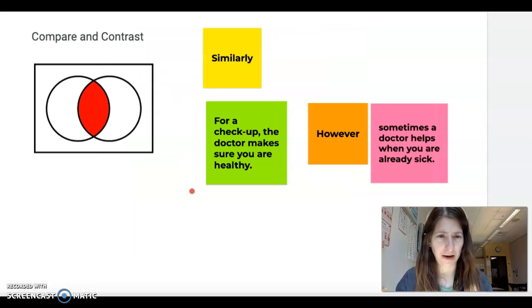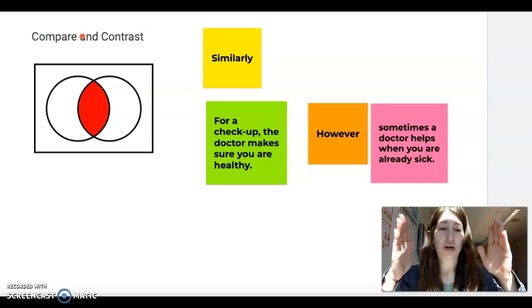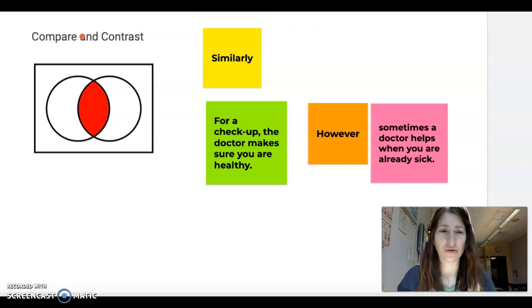Here's another one you might have heard of before. Compare and contrast. Compare is when you say how they're the same. Contrast is when you say how they are different. Compare, comparar. Contrast, contrastar.